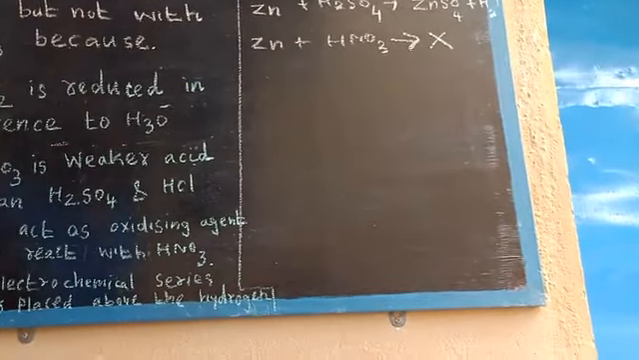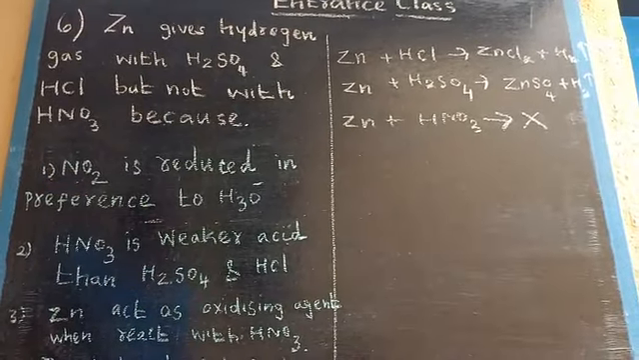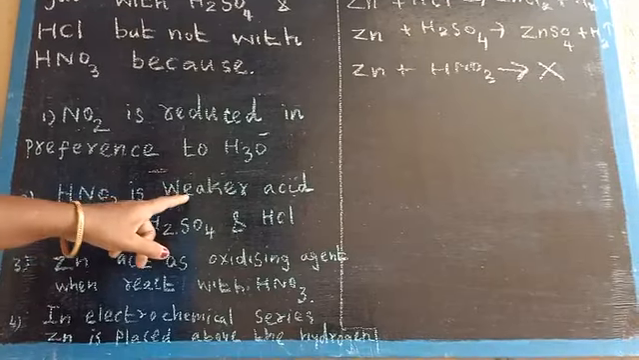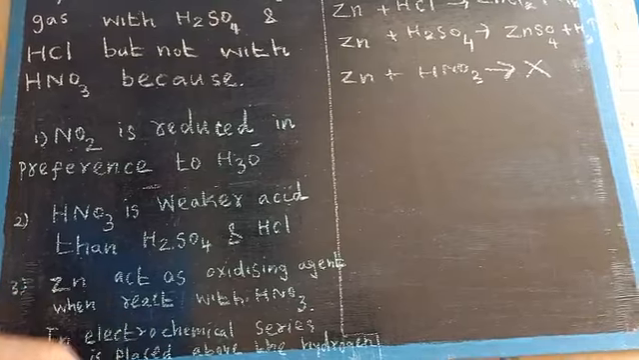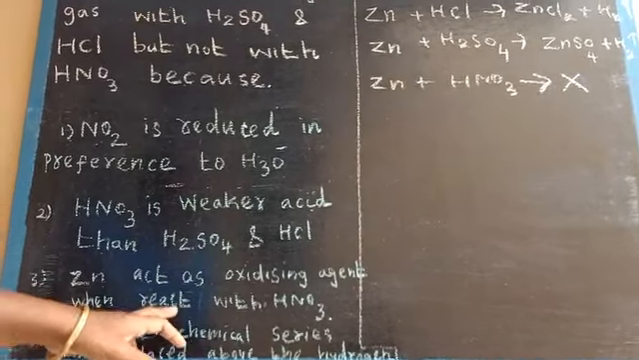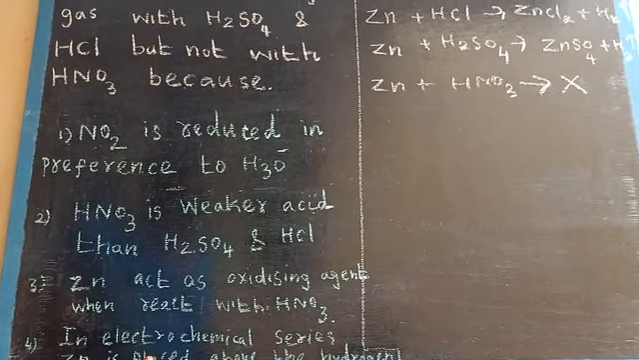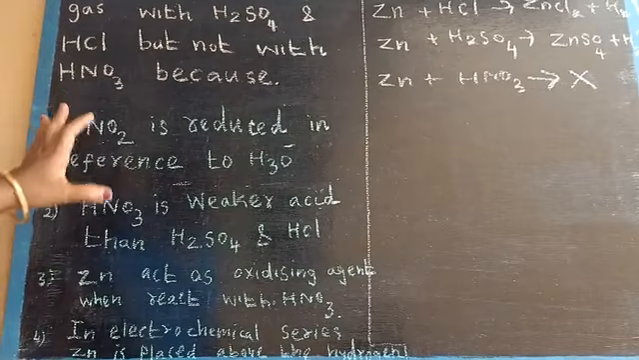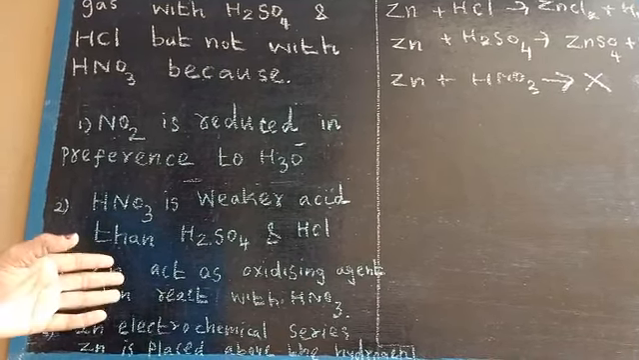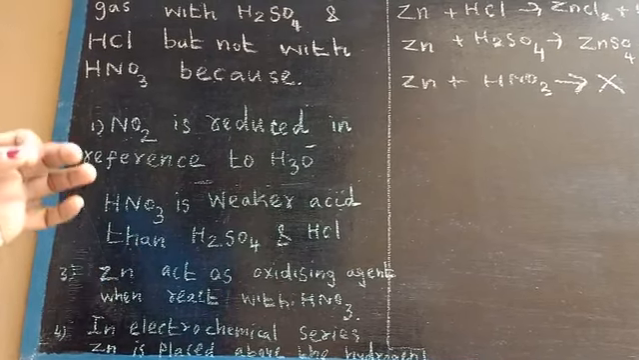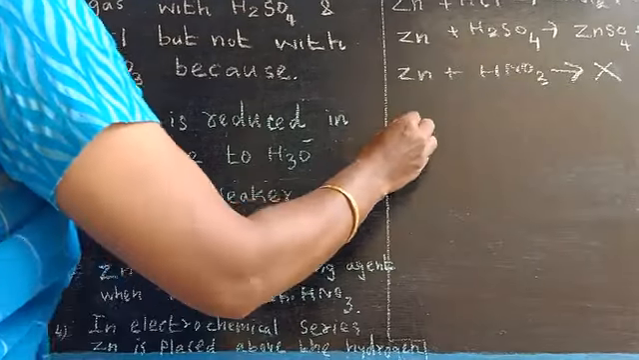Children, here some options are given: NO3- is reduced in preference to H3O+; HNO3 is a weaker acid than H2SO4 and HCl; zinc acts as an oxidizing agent when it reacts with HNO3; in the electrochemical series, zinc is placed above hydrogen. Now we studied in the theory part, children, that zinc reacts with nitric acid in very dilute condition. Now I am writing the reaction.